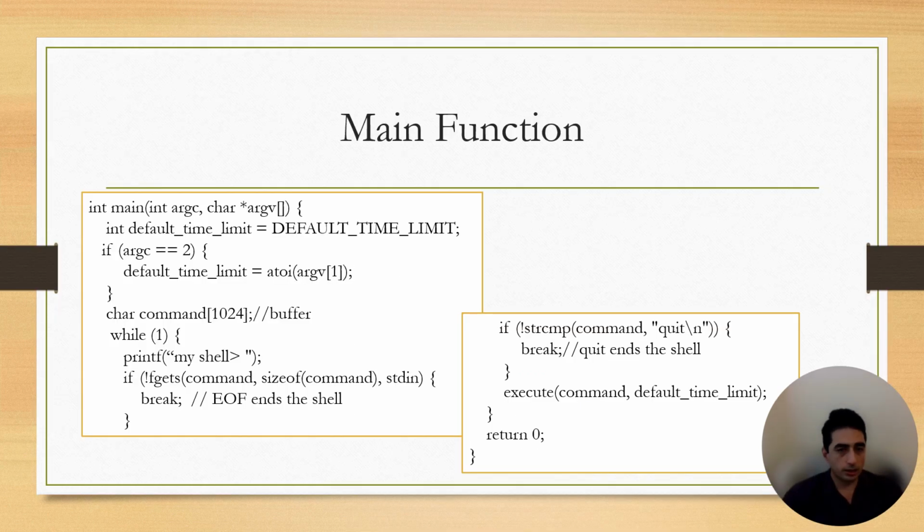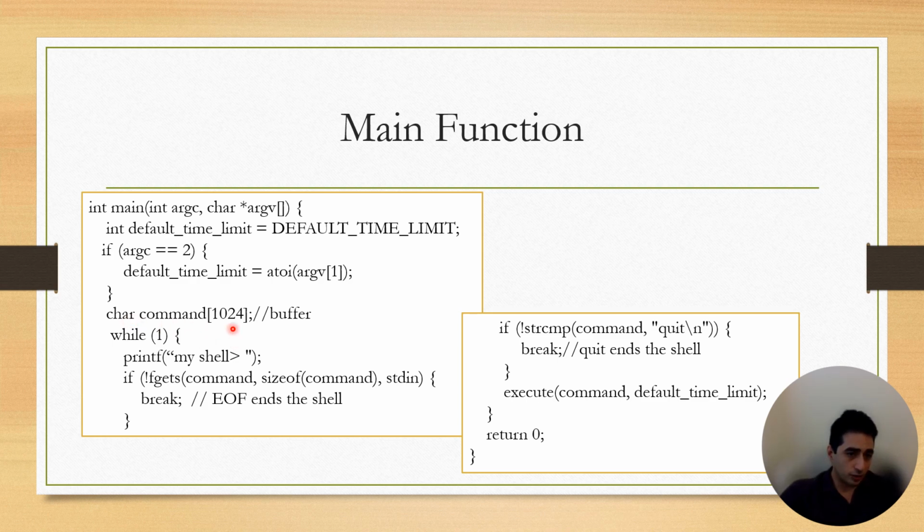All right, so let's see how the main function of the shell program looks. Again, this is my choice. You can choose it differently. I started by setting the default time limit to the constant, which is 5. If argc is 2, that means if there is one extra command line argument, then set the default time limit to the atoi of argv[1], which is going to be an integer, and that integer would be the new default time limit. If it's different from 5, then it's going to be a different number.